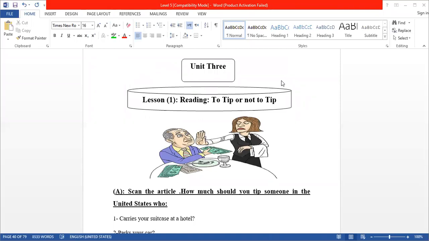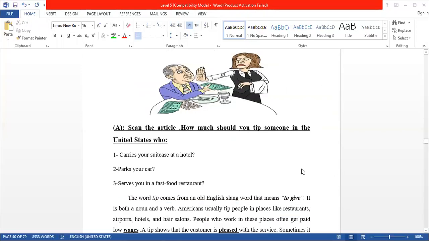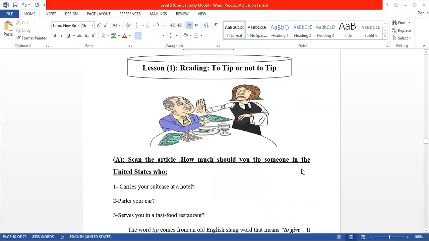Unit 3, we have lesson 1, reading also. The title of this lesson is "To tip or not to tip?" First, I'm going to read the article or the topic. Then I'm going to explain the meaning of the new words.